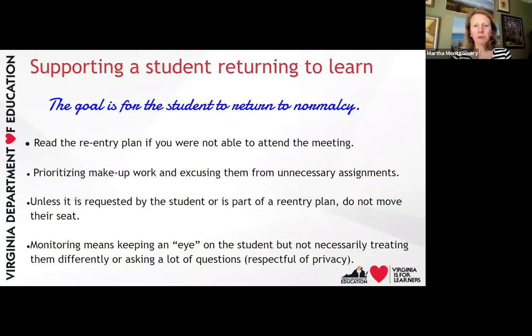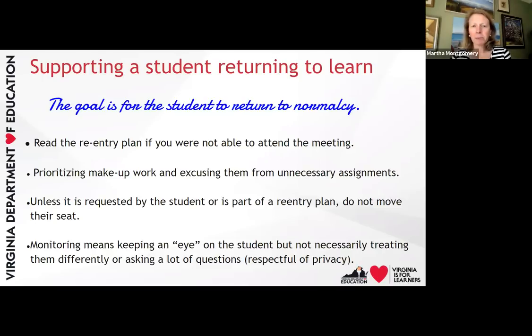So when we support that student to learn, again, the goal is eventually for that student to return to normalcy. All teachers, and as Sarah pointed out, particularly in the secondary schools where the student has multiple teachers, we know that if there's a reentry meeting, not all teachers are going to be able to attend the meeting. It's very difficult to find a time that works for everyone. So if you aren't in attendance at the meeting, touch base with the student's other teachers, the school counselor, or an administrator to determine what the plan is for that particular student.